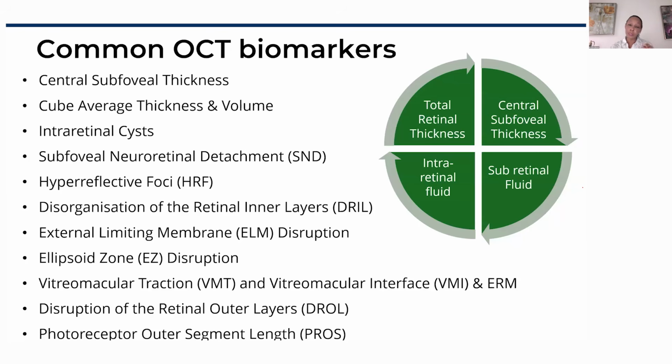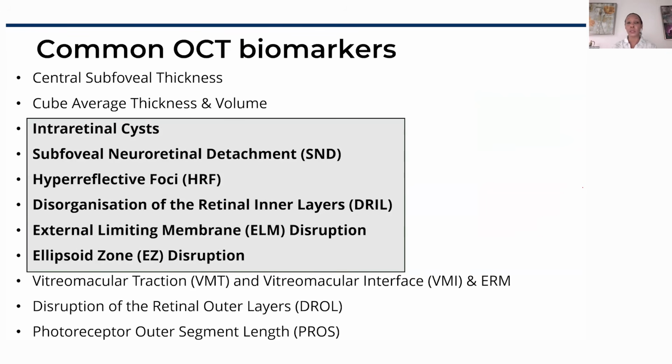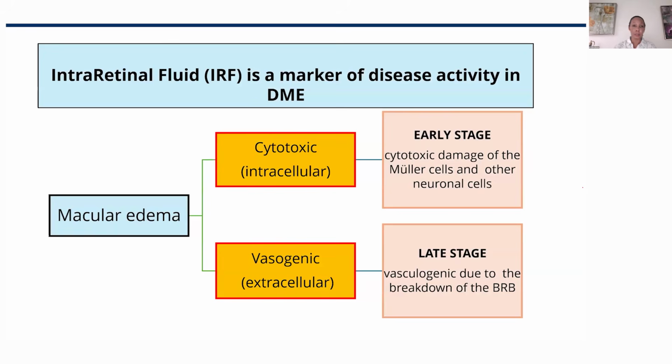And these last two, we don't really delve too much into them. They are possible biomarkers that could come out in the future. Disruption of the retinal outer layers and photoreceptor outer segment length. It just depends on the actual resolution of your machine as to whether you're going to be able to see these or not. The main ones I want us to focus on today are the intraretinal cysts, subfoveal neuroretinal detachments, hyperreflective foci, DRIL, the ELM, external limiting membrane disruption, the ellipsoid zone disruption, and the vitreomacular interface.